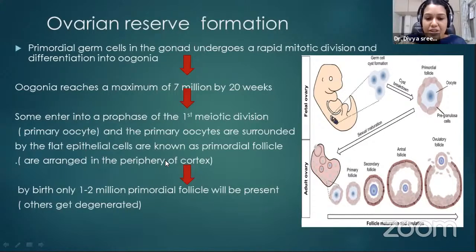Under meiotic division, it reaches up to a particular phase, and it is covered by flattened epithelial cells, and then it is known as the primordial follicle. These flattened epithelial cells are the future granulosa cells. So this protects the cell as well as its DNA, because a girl baby at her birth contains enough follicles for up to her menopause.